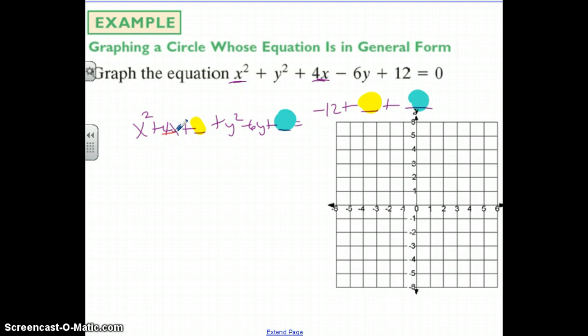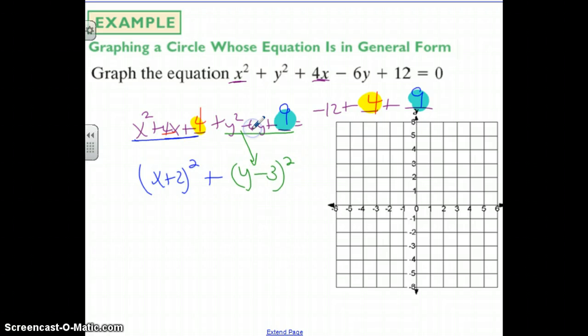Half of 4 is 2, 2 squared is 4. Half of 6 is 3, 3 squared is 9. This completes to x plus 2 quantity squared. This completes to y minus 3 quantity squared. Again, just keeping the sign and half the middle term. And that looks like a 1, -12 and 13. So the center must be at -2, 3 with a radius of 1, because the square root of 1 is also 1. So to graph it, -2, 3, and go out radius of 1.